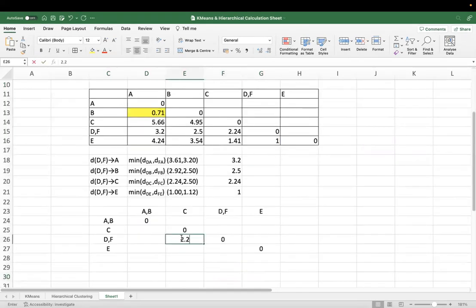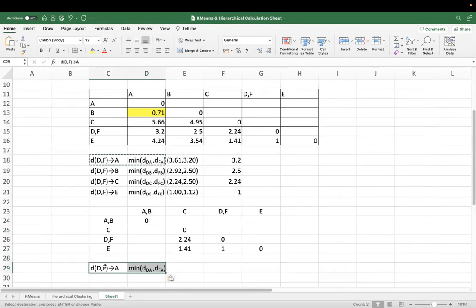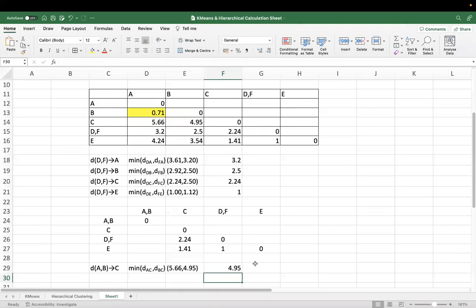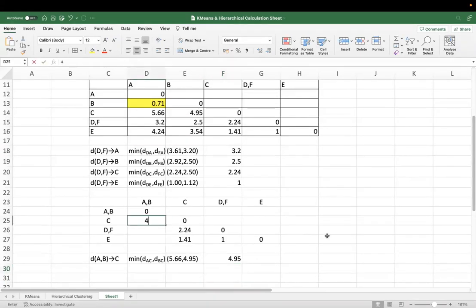So 2.24, 1.41 and 1. These are the old cluster values, so we have to calculate these 3 values. Distance of AB to C: AC is 5.66, BC is 4.95. What is the lowest? 4.95. So this would be 4.95.